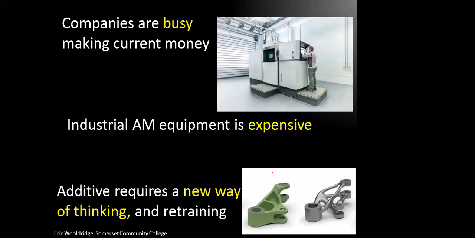And we understand that, to be fair, companies are busy making money, and that's their focus. Also, you don't typically get into industrial 3D printing on the cheap. These machines can cost $500,000, $750,000 to $1 million easily. And so it's expensive. And probably the biggest challenge for the additive transition is that many folks just don't understand how it works.